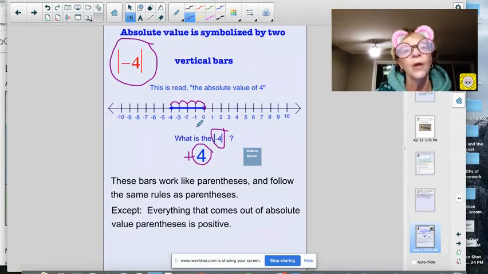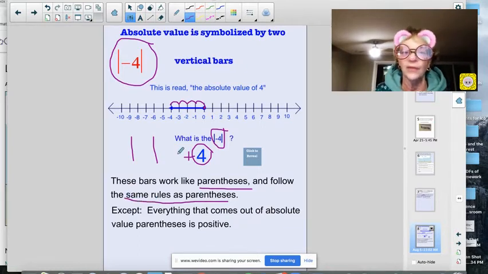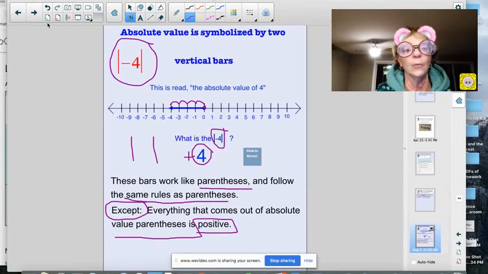That's a thing, because when you talk about distances, you never say, oh yeah, I walked -2 blocks to my friend's house. Even if you walked it backwards, you didn't walk -2. And these vertical bars that we draw around your number work like parentheses, and they follow the same rule as parentheses when you're using PEMDAS rules. The only exception is that everything that comes out of those parentheses is positive. Stick that in your brain.